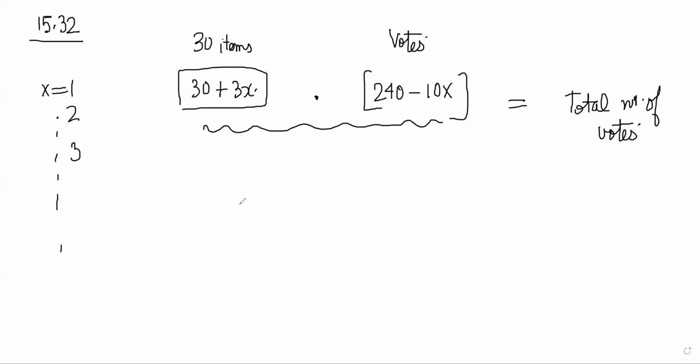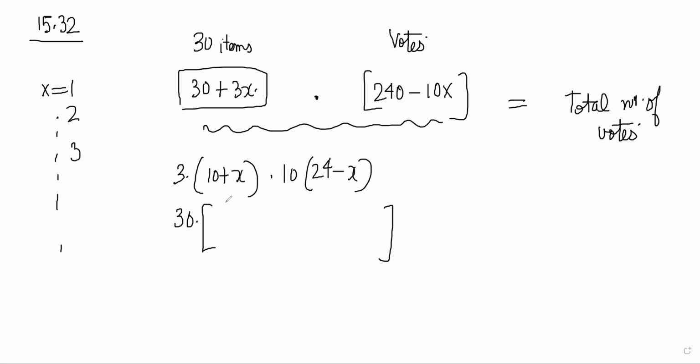To maximize it, we have to first find the quadratic. You can take 3 common, it is 10 plus x. You can take 10 common, it is 24 minus x. With 30 common, we have (10 plus x) into (24 minus x), which is 240 plus 24x minus 10x, so plus 14x minus x squared, right?